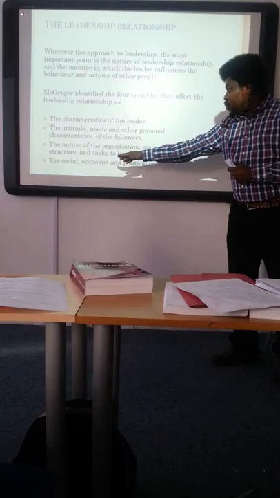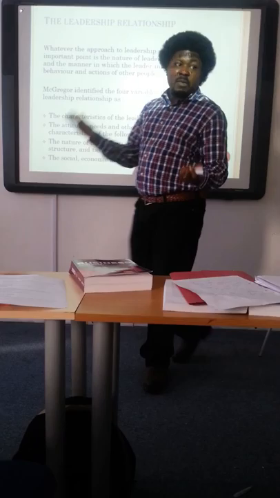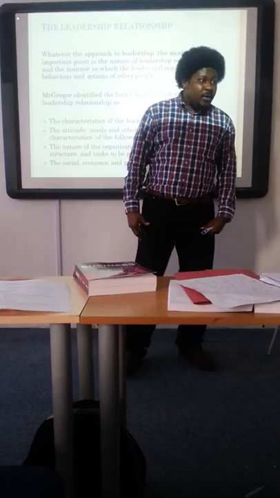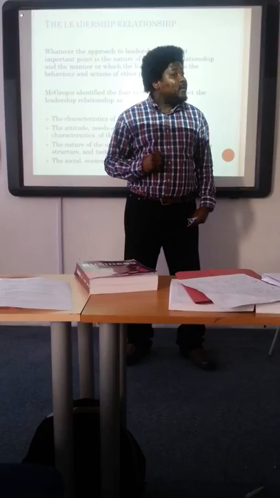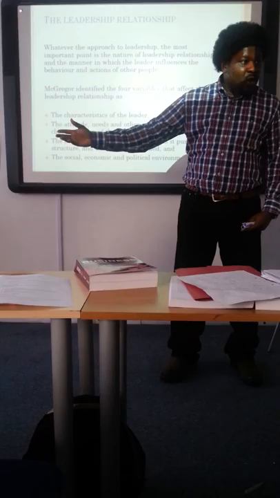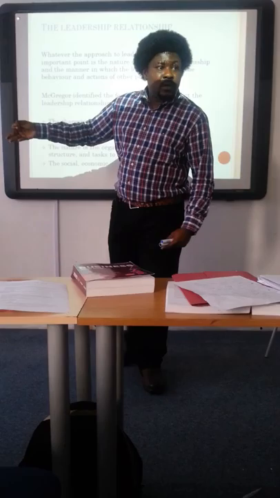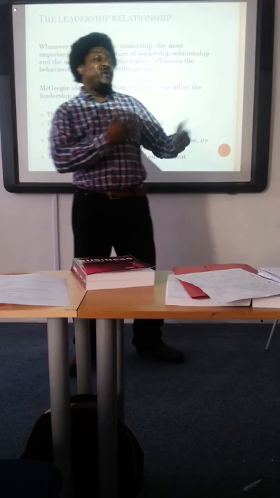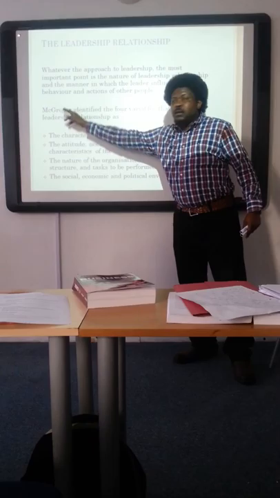So let's take this again. According to Douglas McGregor, there are four variables that affect leadership relationship, okay? He's saying, if Victor here is a leader, McGregor is saying there are four things that will affect the way I lead. One, my character as a leader, my attitude, my beliefs as a leader. Two, the attitude, the beliefs, the characteristics of my followers. Three, the nature of the organization in which I am working: the culture, the structure, the operations within that organization. And four, the social, economic, and political environment. So these four things are the variables that affect leadership relationship, according to Douglas McGregor.